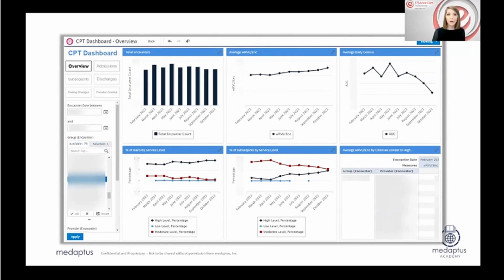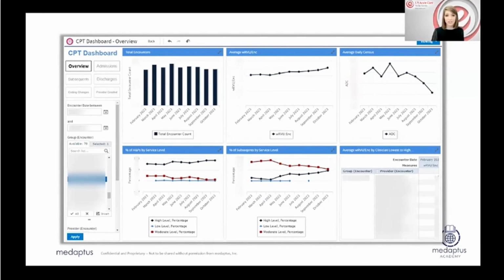So looking at, what are our encounter volumes, our average work hour views per encounter, our average daily census, and then what percentage of encounters are falling out when we talk about our H&Ps or our subsequent encounters? Where are we percentage-wise for high level versus moderate versus a low level? So how can we see?